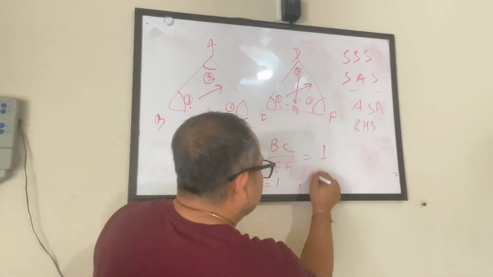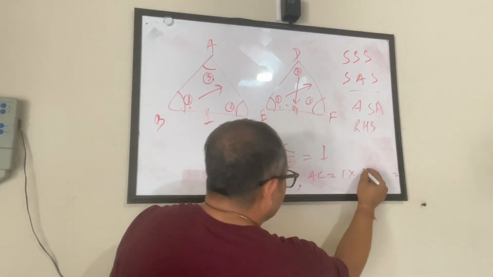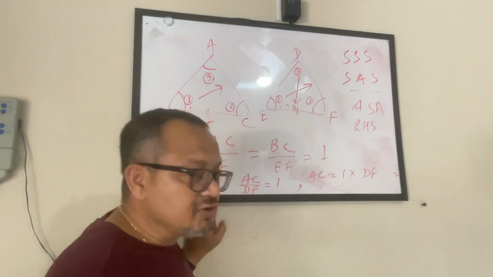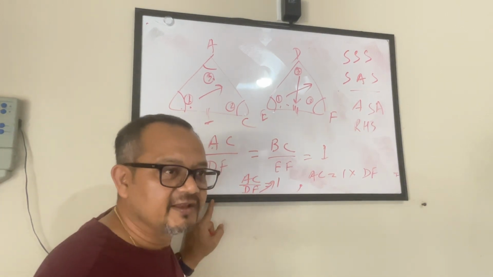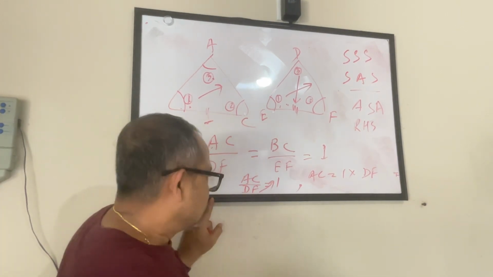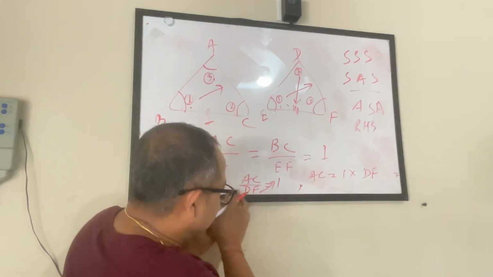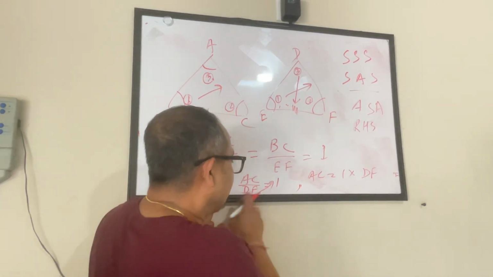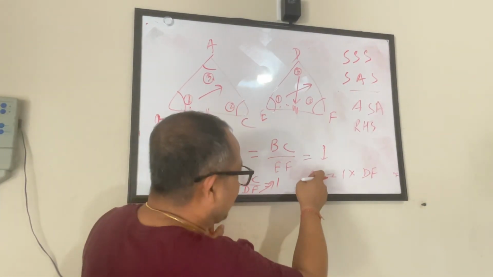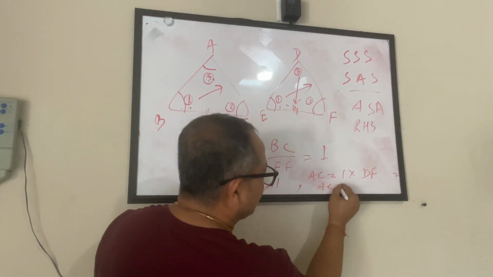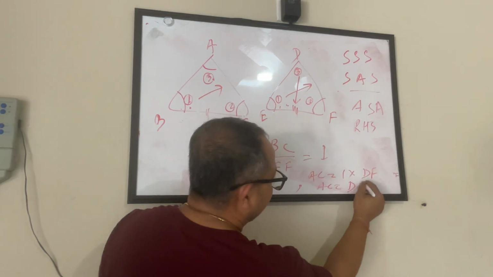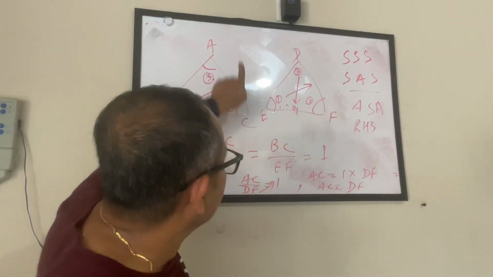That means AC will be equal to 1 into DF. You know how to make things cross the boundary, right? Yeah. So if the division here is behind the equal sign and I make it travel to that side, from division it will become multiplication. So AC will be equal to 1 into DF, or DF. What it means? AC will be equal to DF.